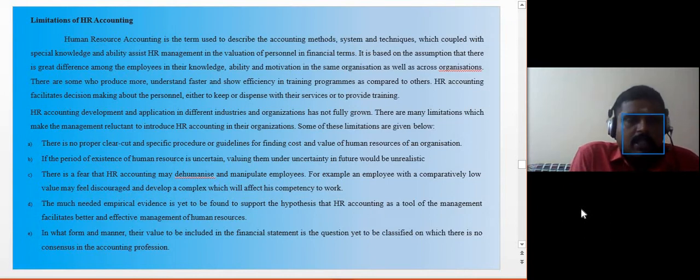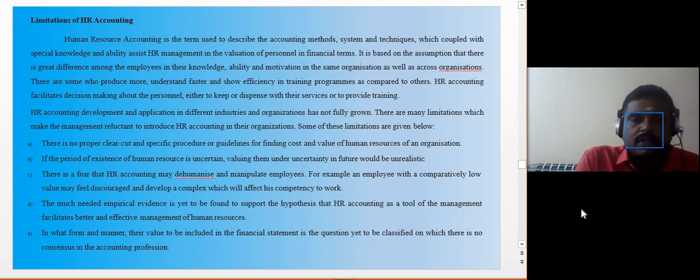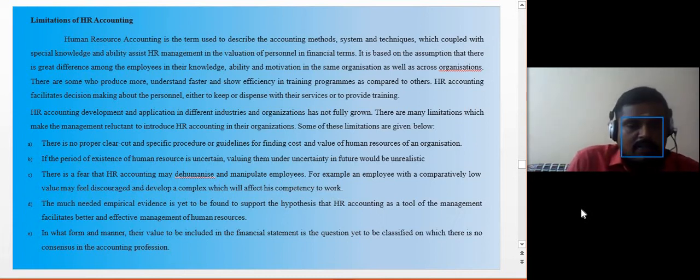There is no proper, clear-cut and specific procedure or guideline for finding the cost and value of human resources of an organization. The much-needed empirical evidence is yet to be found to support the hypothesis that human resource accounting, as a tool of management, facilitates better and more effective management of human resources. In what form and manner their value is to be included in the financial statement is a question to be clarified, on which there is no consensus in the accounting profession.